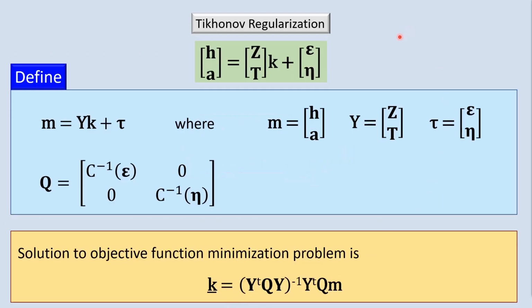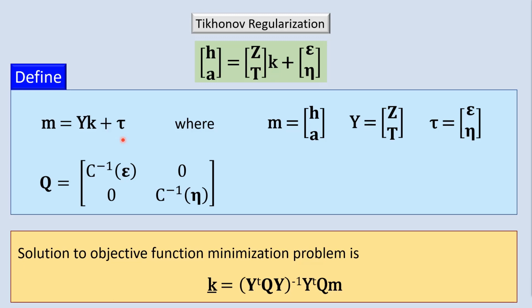Now, if we write these equations slightly differently, if we define M as the combination of the H and A vectors, if we define the Y matrix as the combination of the Z and T matrices, and if we define the tau vector as the combination of the epsilon and eta vectors, and if we define a composite weight matrix through putting each of these inverses of various covariance matrices on the diagonal of a composite Q matrix, we end up with this equation. And in other videos we've seen this equation.